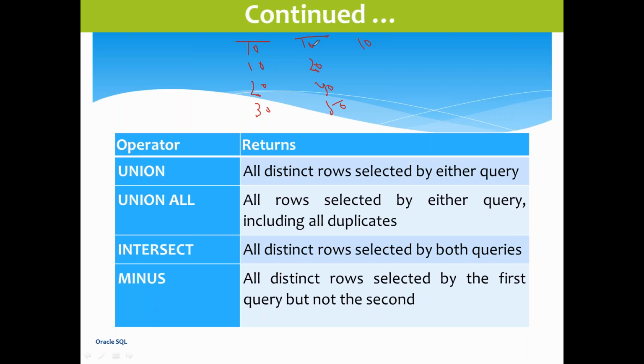So here how will it take 10? In this set also 10 is available, so that 10 again it will not take. Again here 10 is there, again it will not take. So three tens are there: 1, 2, 3. Only one 10 it will take. Now 20, two twenties are there in the two sets, only one 20 it will take. Then 30, one time it is present, only 30 it will take. Then 40 in this set, which is not present in the first set, then 50. So the final result will come like this.